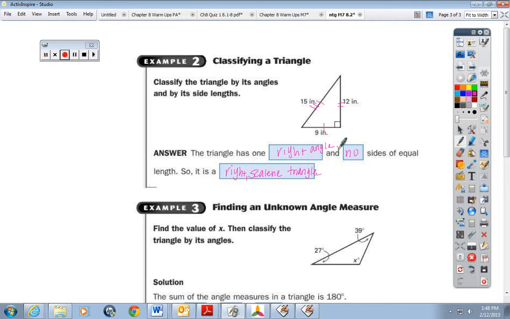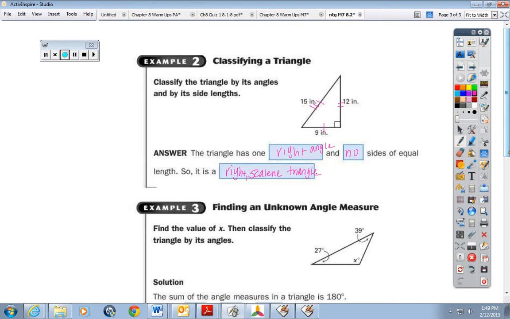Now, the last example is finding an unknown measure, kind of like what we did yesterday. Now, what you need to know about a triangle is that no matter what kind of triangle it is, all of the angles are going to add up to be 180 degrees. That's just how a triangle is. So you have how many angles in a triangle? There's 3. So all 3 of them will add up perfectly to be 180 degrees, no matter what.